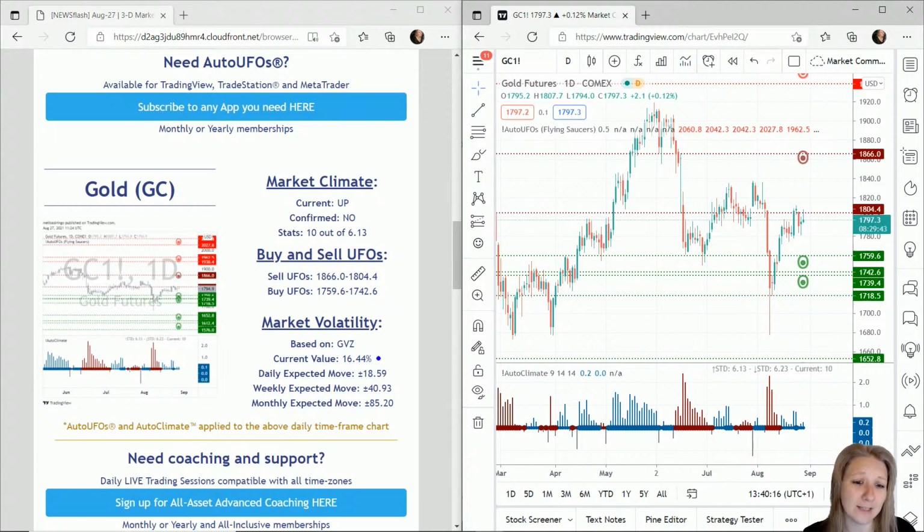Now, in terms of volatility, we'd expect that in 1 year, gold would move up or down by 16.44%, which means in a day, up or down of 18.59 points, in a week, up or down of 40.93 points, and in 1 month, up or down of 85.2 points. So that's gold. Moving on to the next market, which is the US dollar.